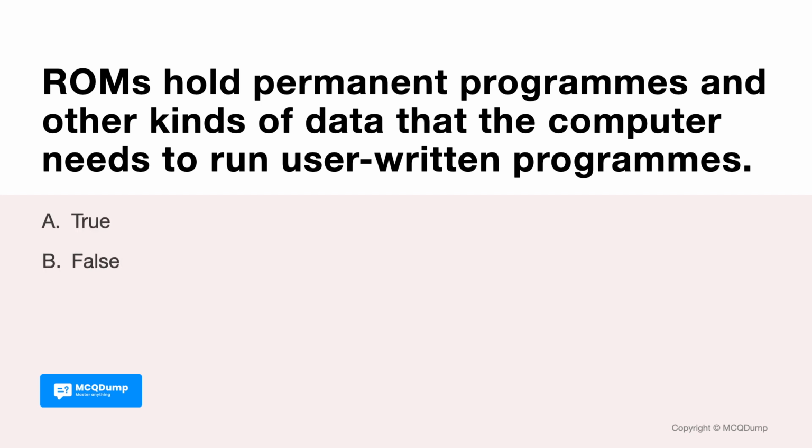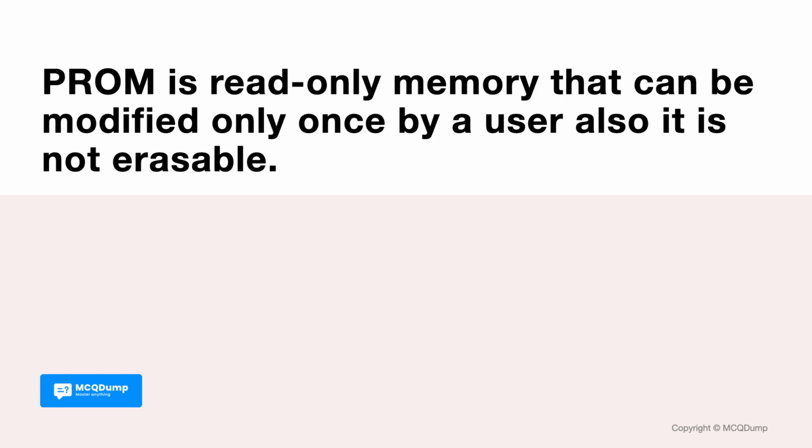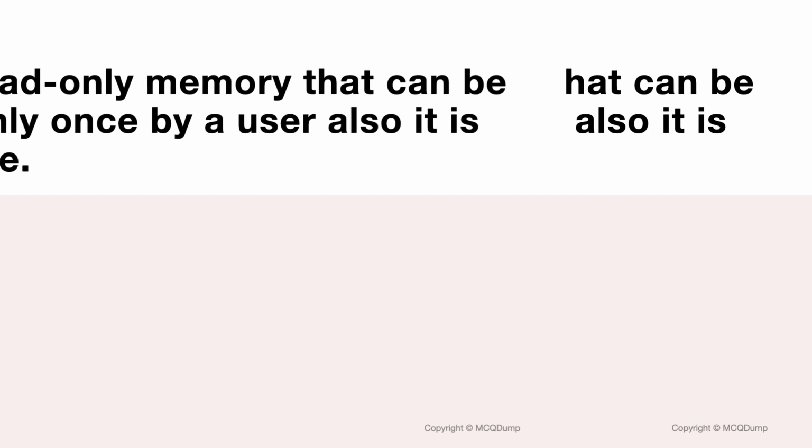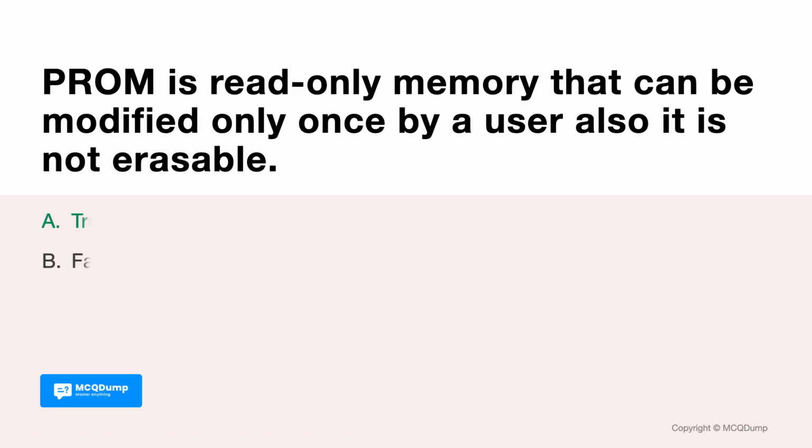ROMs hold permanent programs and other kinds of data that the computer needs to run, user-written programs. True or false? It's true. PROM is read-only memory that can be modified only once by a user, also it is not erasable. True or false? It's true. PROM is a read-only memory that can be modified only once by a user, also it is not erasable. User buys a blank PROM and enters the desired contents using a PROM programmer.